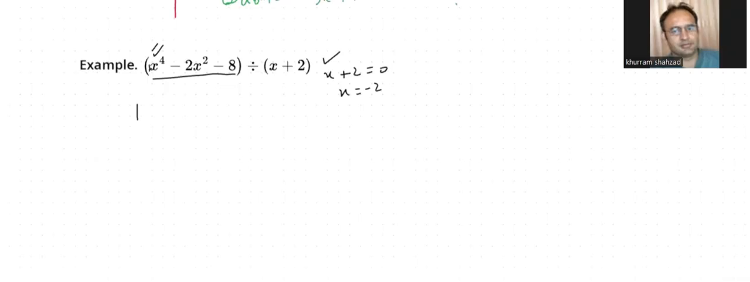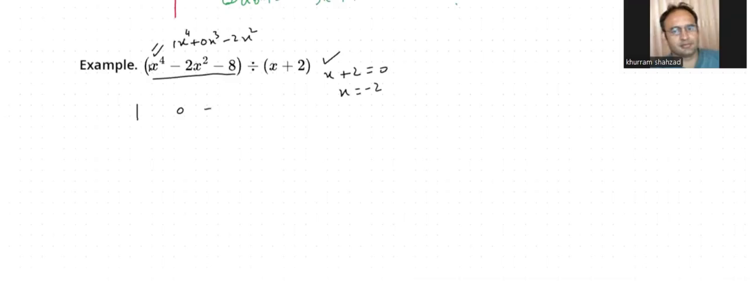So next, after x to the 4, it should be x cube. But there is no x cube available, so we will write 0x cube. It means that the coefficient of x cube is 0. Next, this is minus 2x square, so you can see that the coefficient of x square is -2. Now we will write here -2.